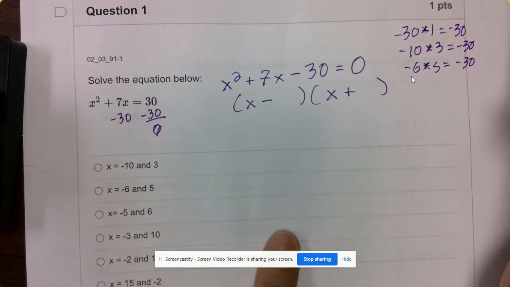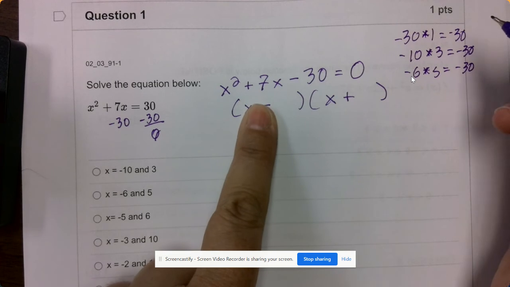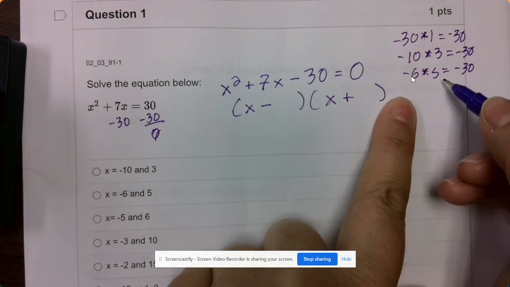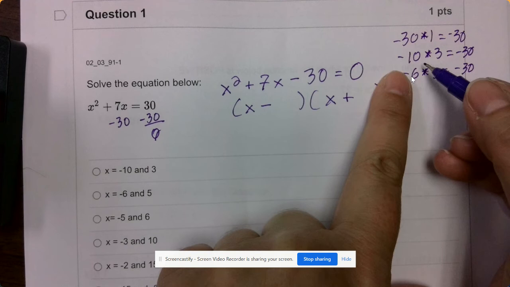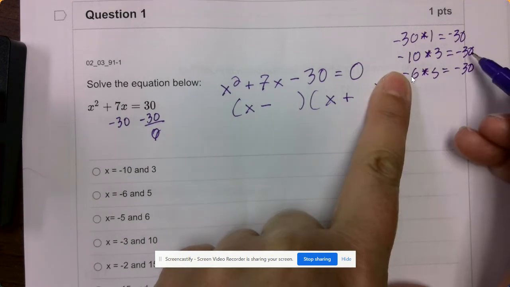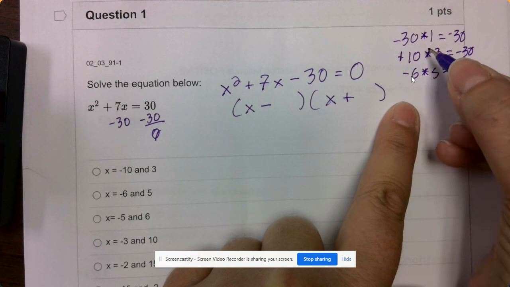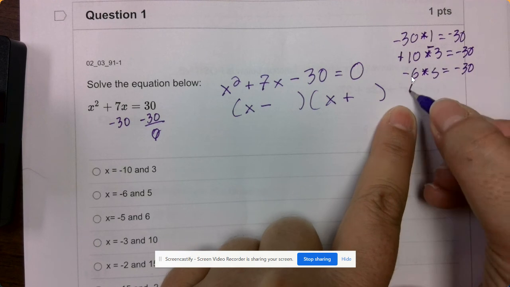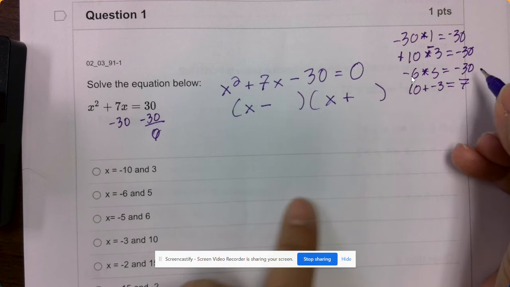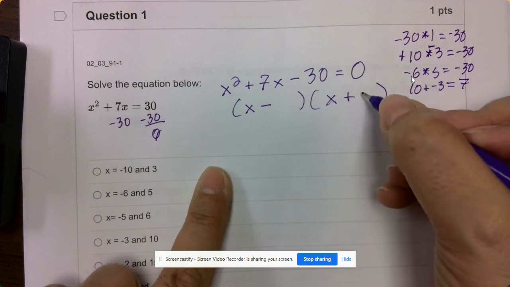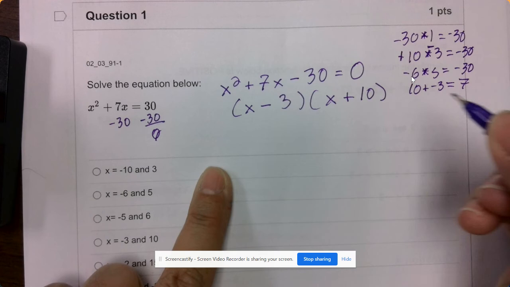Okay, and I look at it and go, oh, well, we have to get positive 7 here. Negative 5 and 5 would give me negative 1. Negative 10 plus 3 would give me negative 7. Oh, but what if we did positive 10 and negative 3? So 10 plus negative 3 would give us 7. Okay, that'll work. So we can do x plus 10, x minus 3, and that's equal to 0.